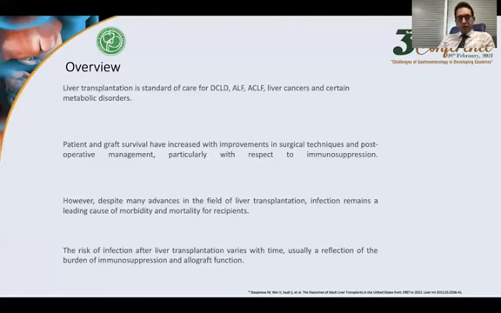Patient and graft survival have increased with improvement in surgical techniques and postoperative management, particularly with respect to immunosuppression. However, despite many advances in the field, infection remains a leading cause of morbidity and mortality of the patients. Risk of infection after liver transplantation varies with time, which is usually a reflection of burden of immunosuppression and allograft function.